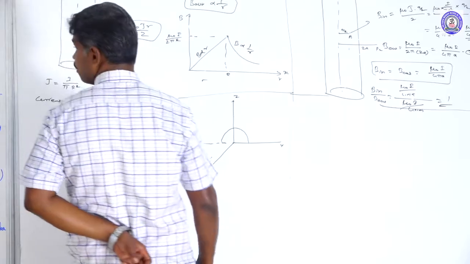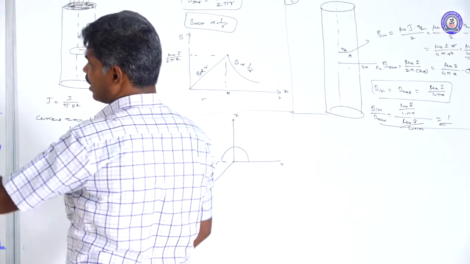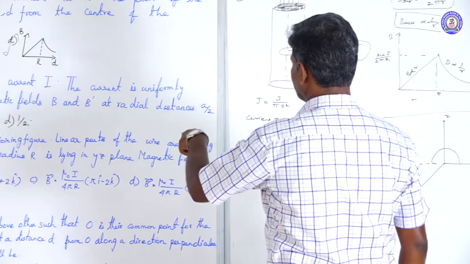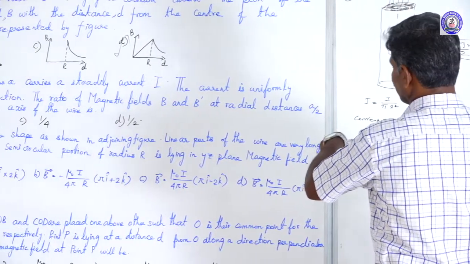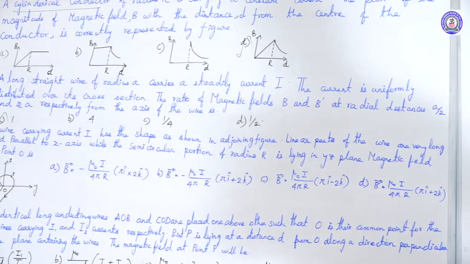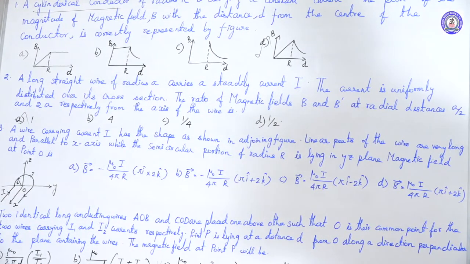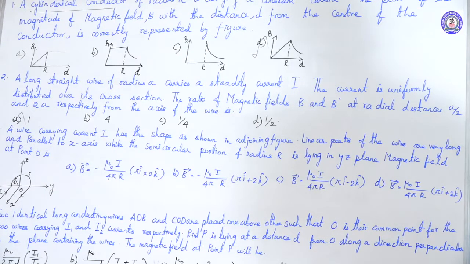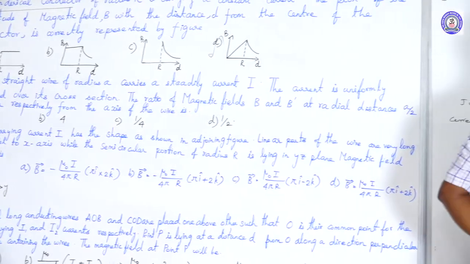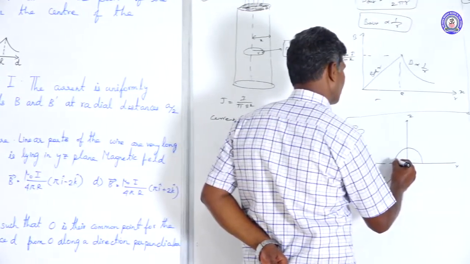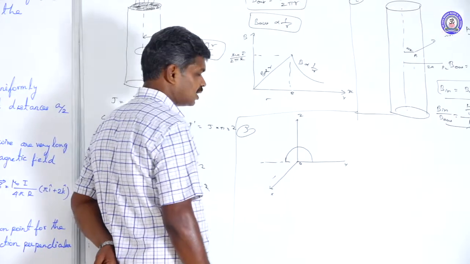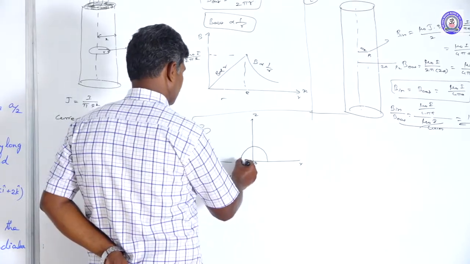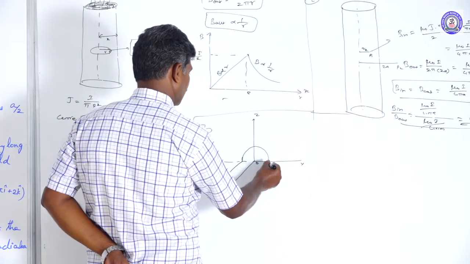A semicircle is in a plane. The wire carrying a current I has the shape shown in the adjoining figure. The linear parts of the wire are very long, that is infinitely long, and parallel to the x axis, while the semicircular portion of radius r is lying in a plane, and we find the magnetic field at the point O. That's why the semicircle is in the yz plane. Then the linear parts at both ends are along the x-axis.